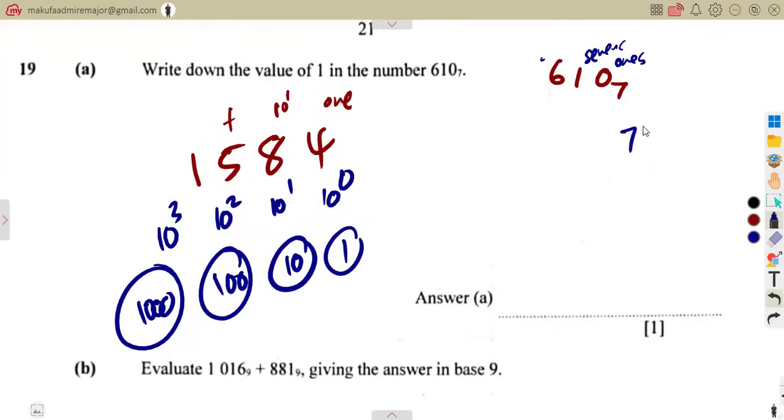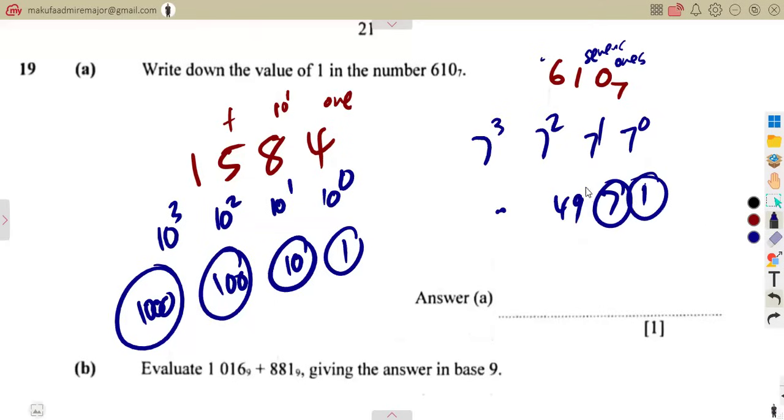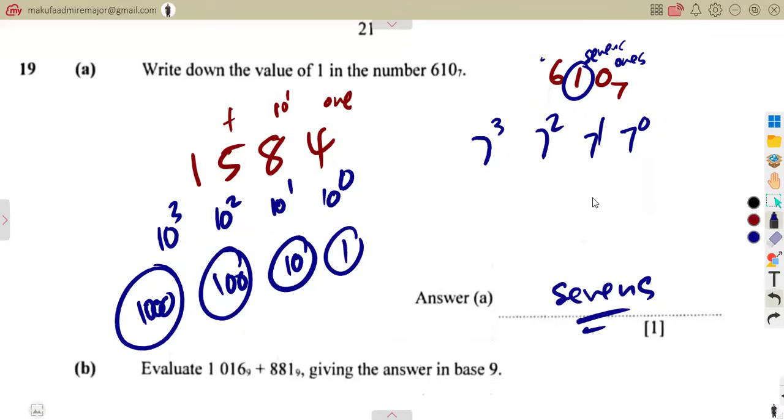So in base 7, it would be 7 to the power of 0, to the power of 1, to the power of 2. That's how you call these numbers. So to the power of 0 it's 1, then 7, 49, and so on. You've got 1s, 7s, 49s. So the value of the 1 there is in the 7s. It is representing the 7s in this case. So you can just write 1 seven. Just like when you are given 8 in the tens place, it's 8 tens, which is 80. So it's 1 seven, which is simply a 7.